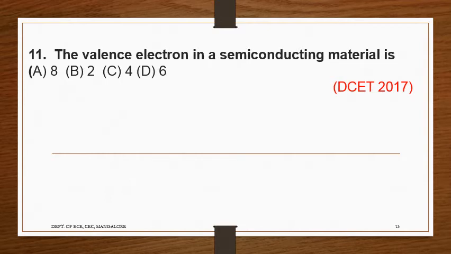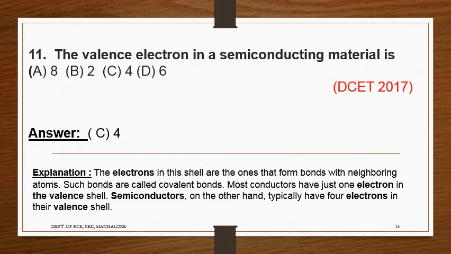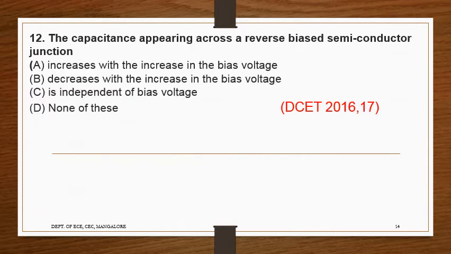The valence electrons in a semiconducting material are: 8, 2, 4, 6. The answer is 4. The electrons in the valence shell are the ones that form bonds with neighboring atoms. Such bonds are called covalent bonds. Most conductors have just one electron in the valence shell. Semiconductors, on the other hand, typically have 4 electrons in the valence shell.